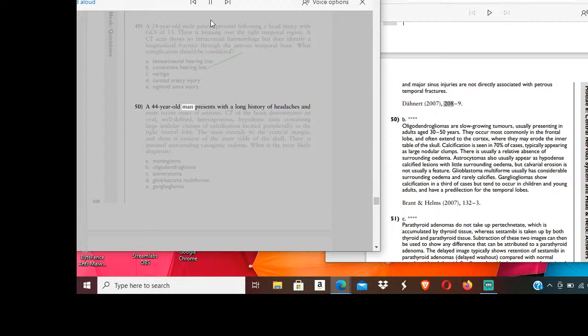50. A 44-year-old man presents with a long history of headaches and more recent onset of seizures. CT of the brain demonstrates an oval, well-defined, heterogeneous, hypodense mass containing large nodular clumps of calcification located peripherally in the right frontal lobe. The mass extends to the cortical margin, and there is erosion of the inner table of the skull. There is minimal surrounding vasogenic edema.